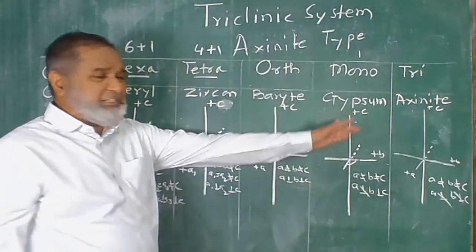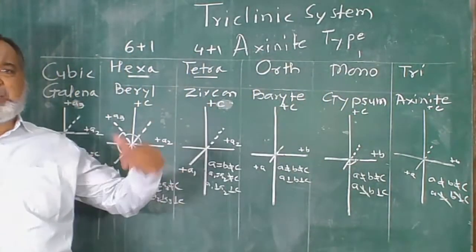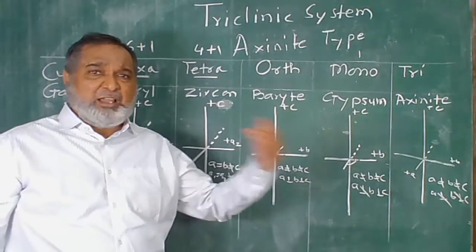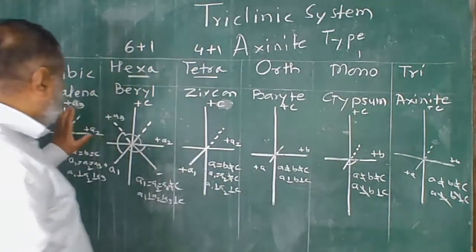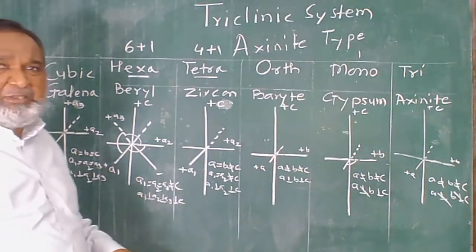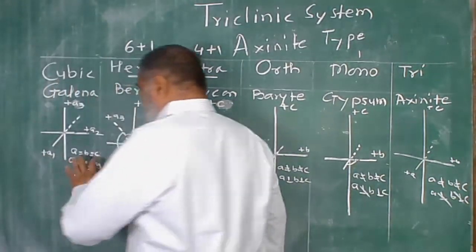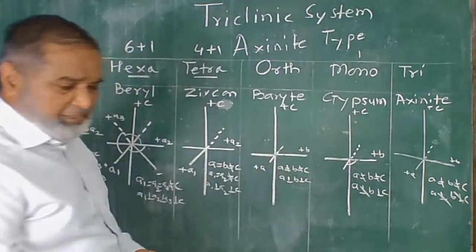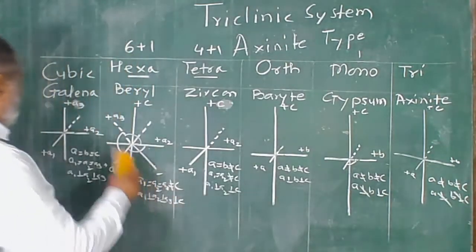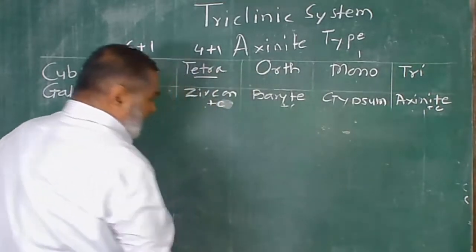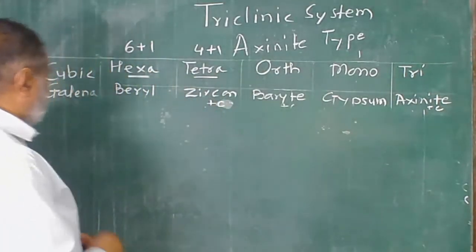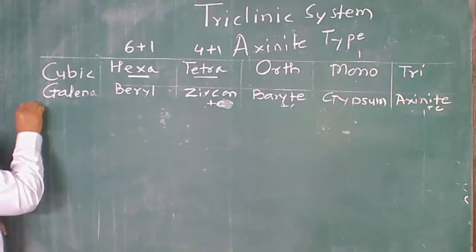As we go towards this side, we'll find that most axes become unequal and they become not perpendicular to each other. Now we'll come to the first one, cubic system, galena type. In this cubic system, galena type, what we have seen is that all the three axes are equal and perpendicular. Now we'll go for the next one: planes, axes and center of symmetry. There the students have a lot of problems.